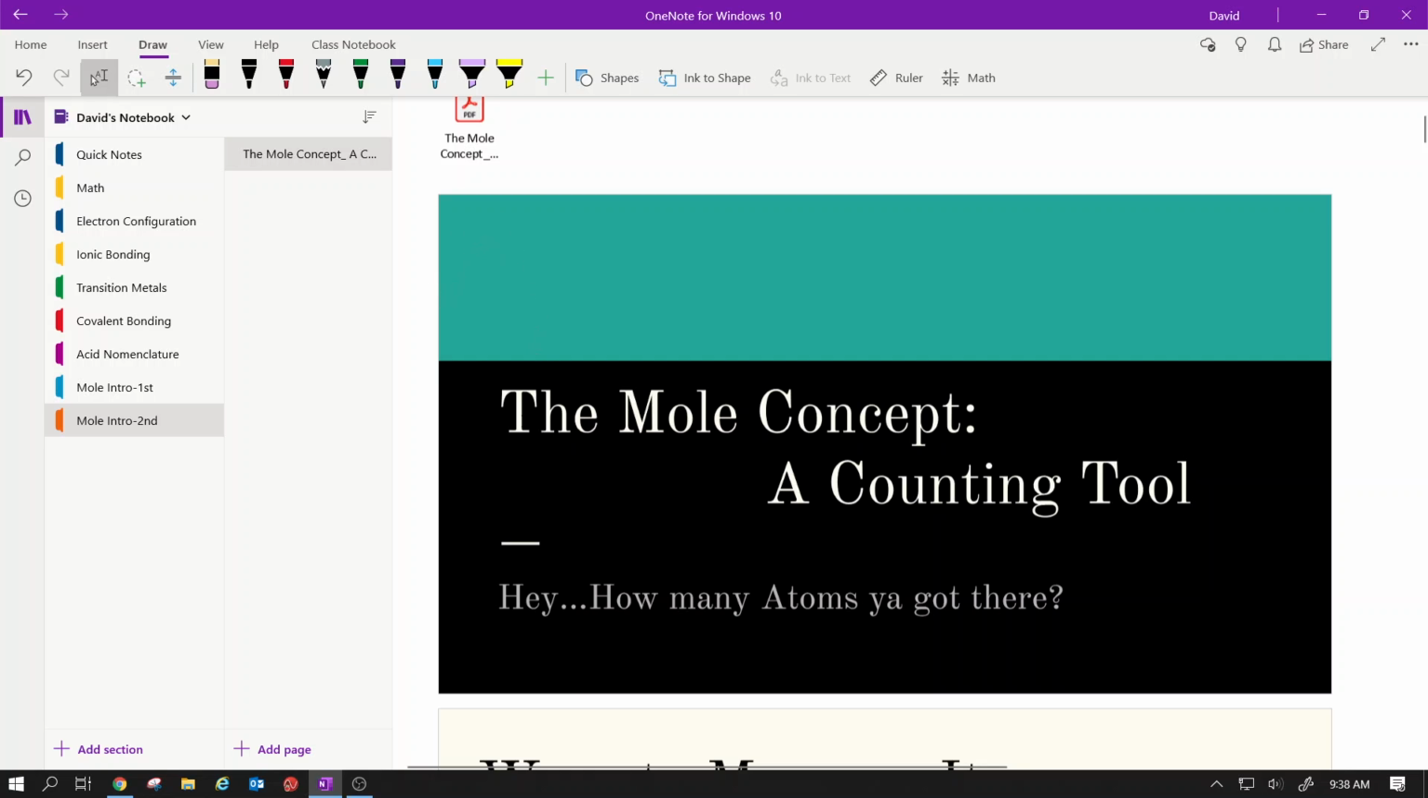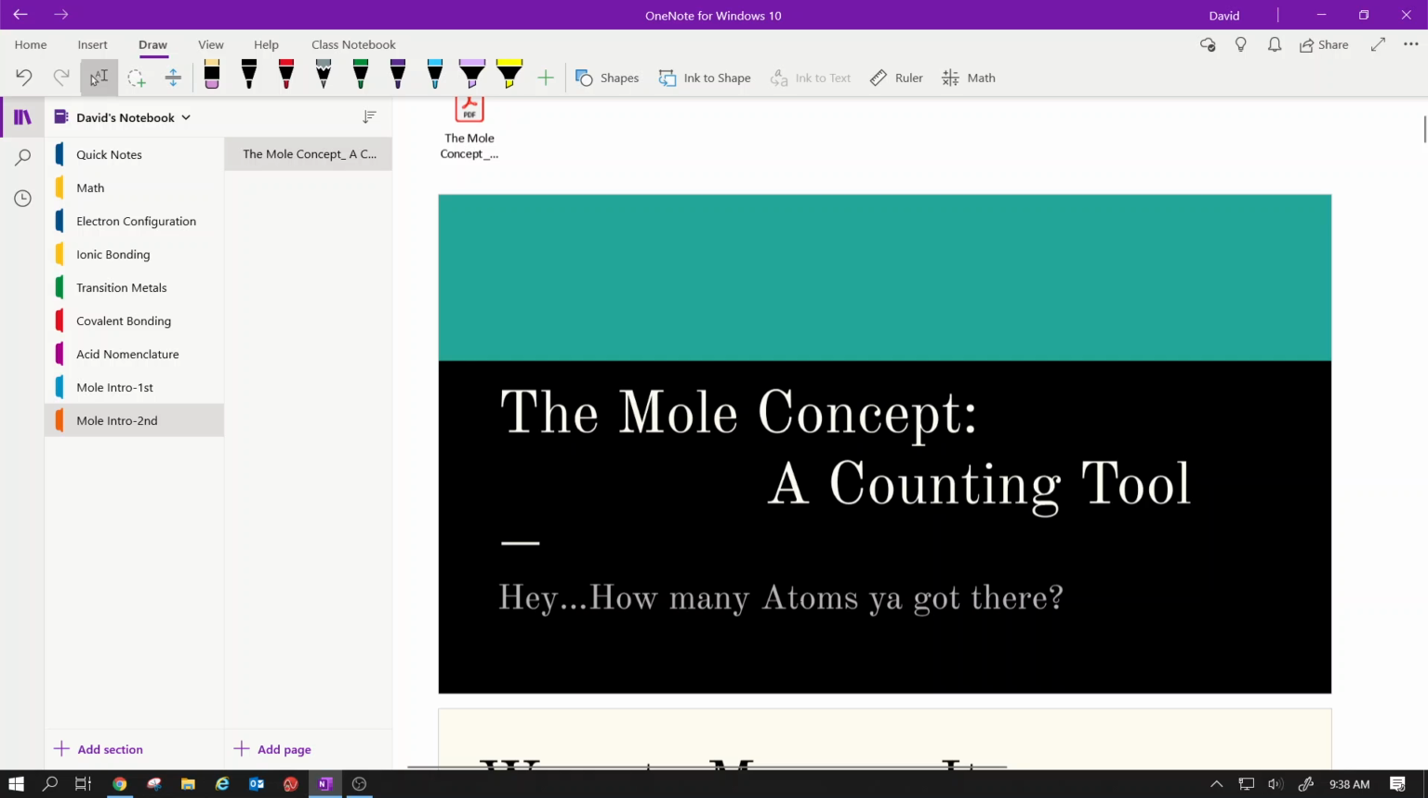We are talking today about something called the mole concept. A mole is a counting tool. It's something that's going to be helpful, especially for counting things that come in extremely large quantities. Like, for example, atoms.